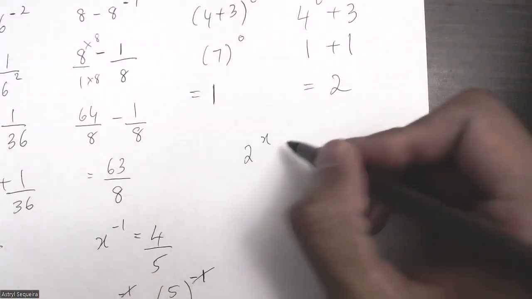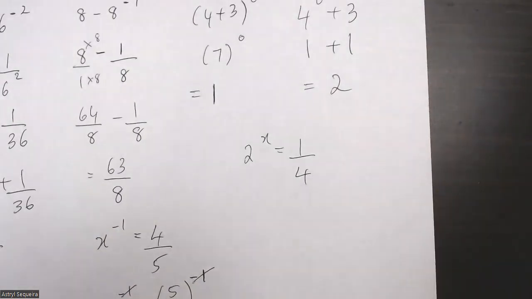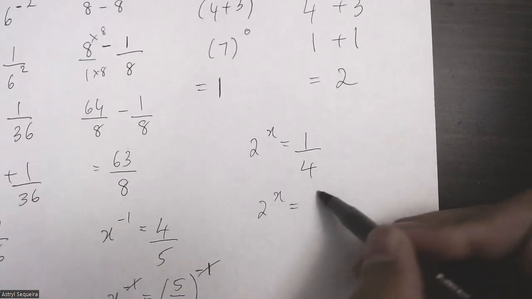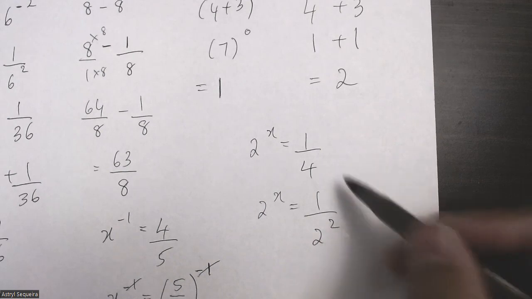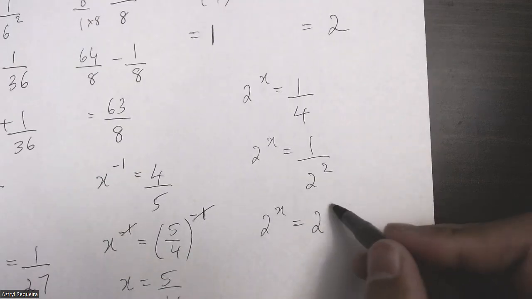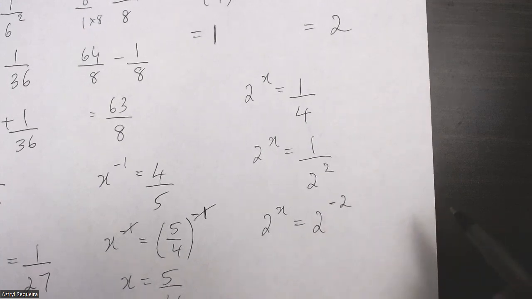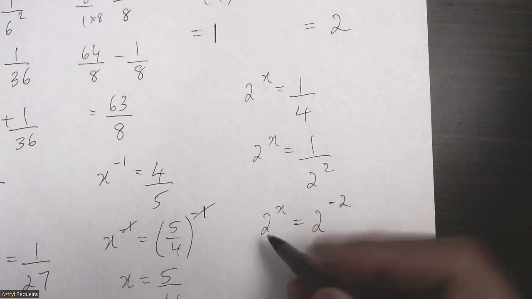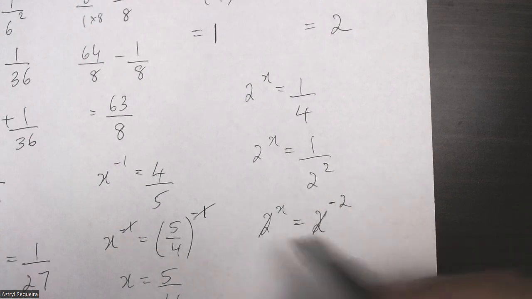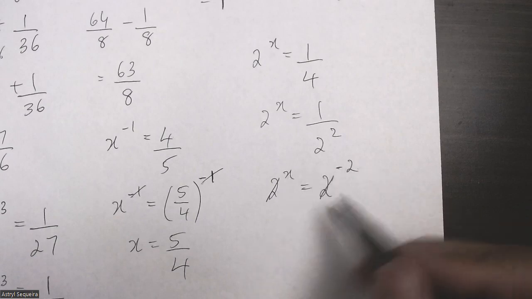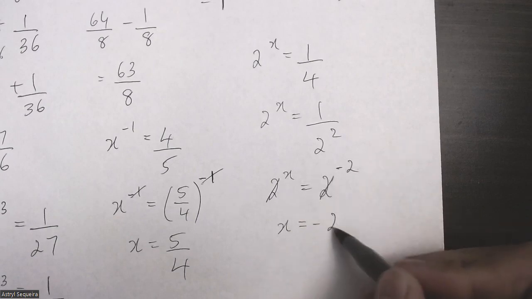Third one, we have 2 to the x equals 1 over 4. So I'm going to first turn this into 2 squared. Then I'm going to move it to the top and make the exponent -2. In this case, the bases are the same, so I can cancel them off, unlike the last two questions where the exponents were the same. So x is just equal to -2.